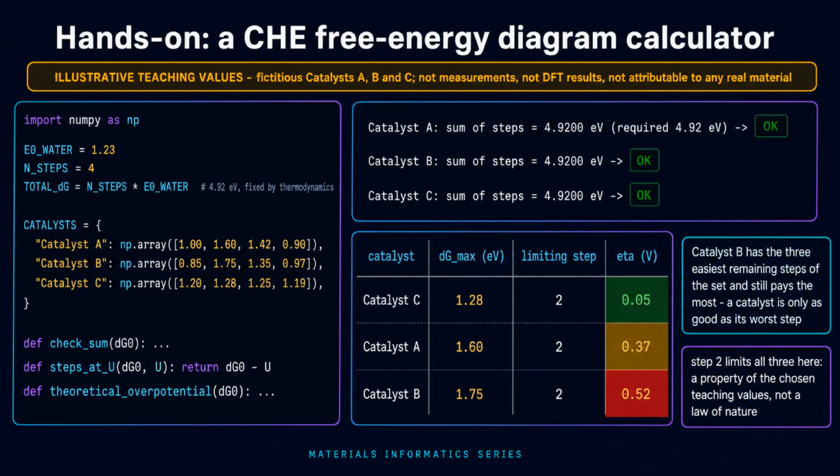All 3 catalysts here are fictitious, and their numbers are illustrative teaching values. Each sums to 4.92 electron volts, as it must. Their overpotentials span 0.05, 0.37, and 0.52 volts on the same fixed total. Catalyst B still pays the most, because one step costs 1.75 electron volts. A catalyst is only as good as its worst step.